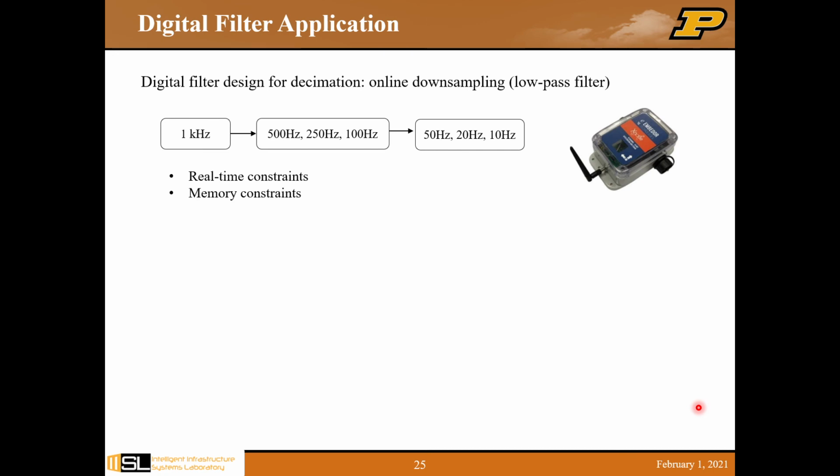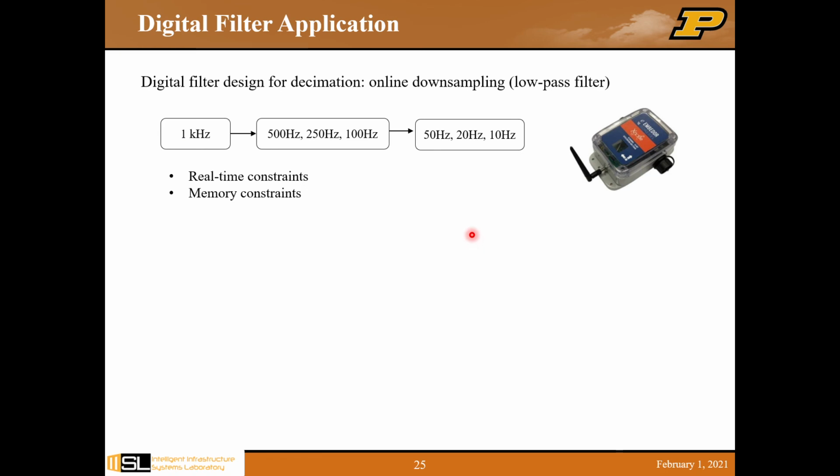Okay. The first application I would like to go through is online downsampling. So this is actually related to my PhD project. We have the wireless smart sensor Xnode, and it has a baseline sampling rate of 1 kilohertz, but different applications require different sampling rates, right? 500 hertz or even 10 hertz. But how do we obtain the low rate samples from the baseline sampling rate measurement? So that's a problem.